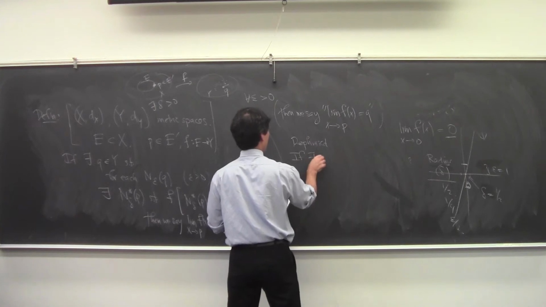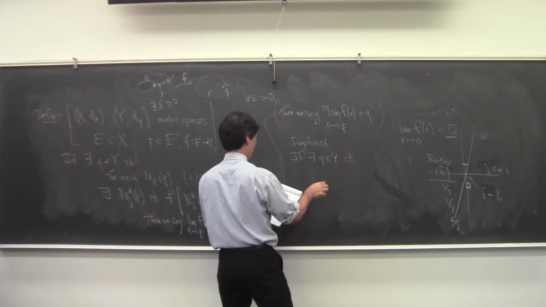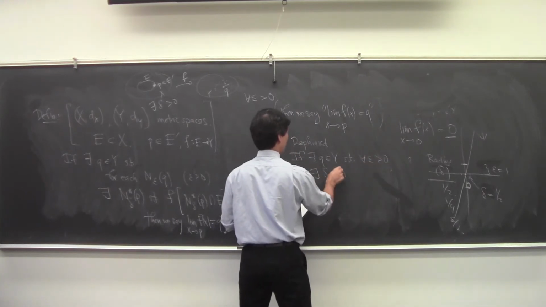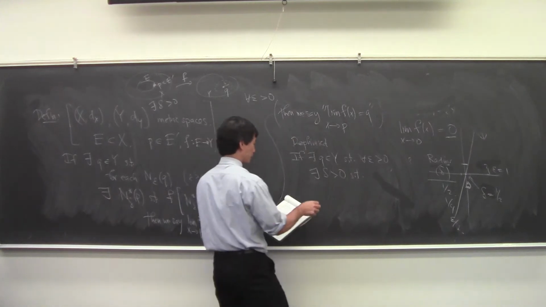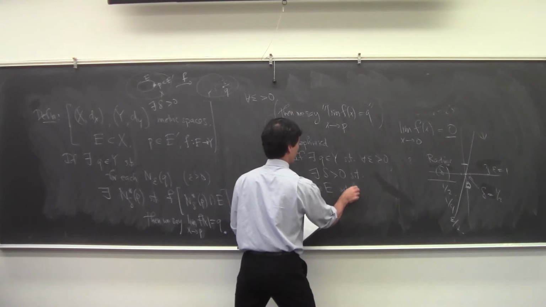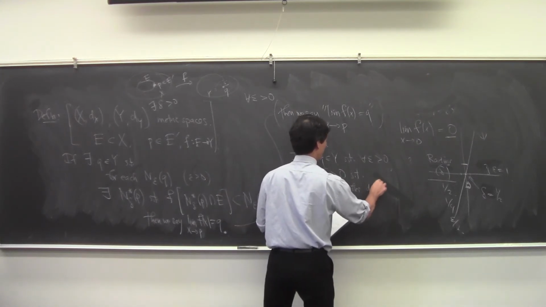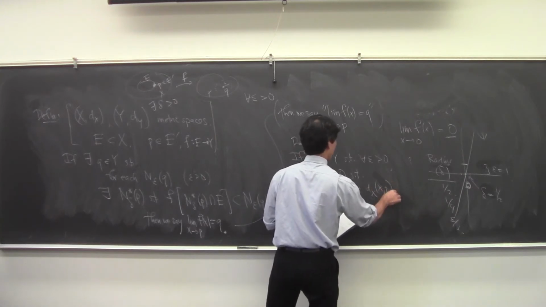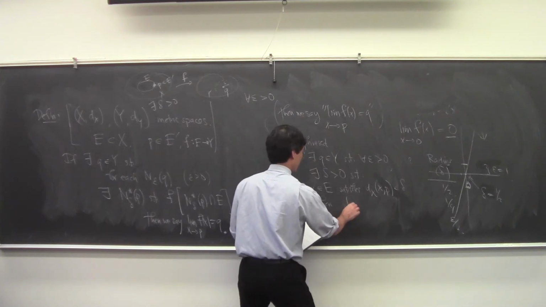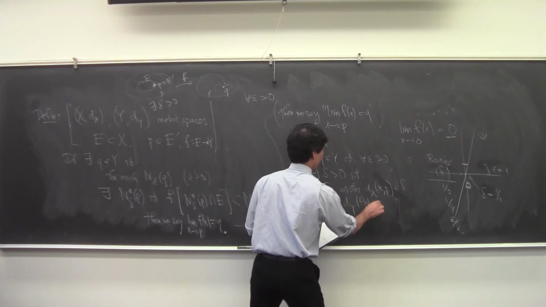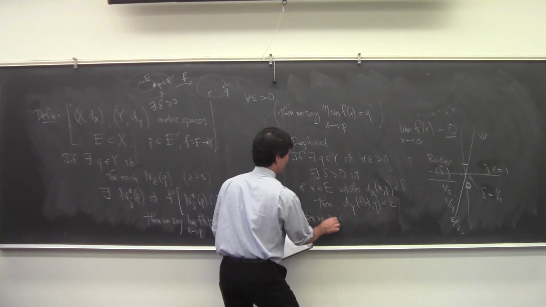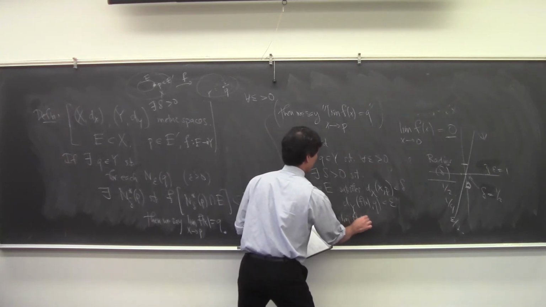If there exists a Q in Y such that, given any epsilon, there exists a delta such that if x in E satisfies that the distance from x to P is less than delta, then the distance in Y of f of x from Q is less than epsilon, then we say that the limit is Q.